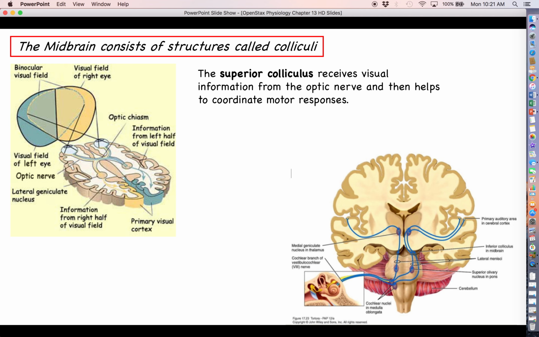So let's start with the midbrain. Some of the major structures that you find within the midbrain are called colliculi. One of them, called the superior colliculus, is involved in visual processing.